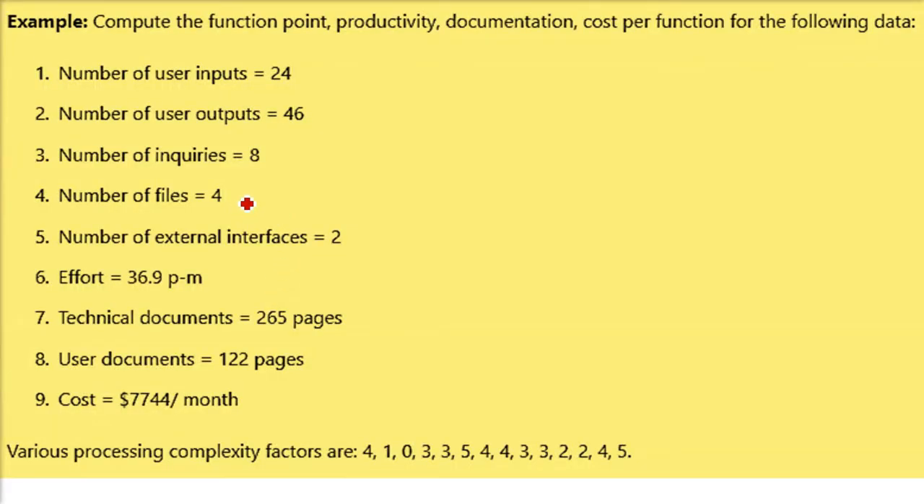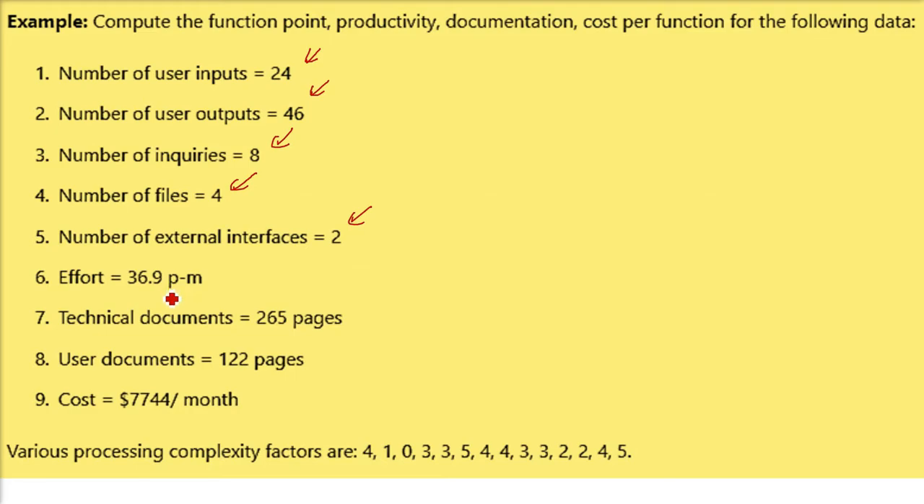Let us take one more example of function point analysis. Now we have to compute the function point, productivity, documentation, and cost per function of this data. The first 5 are basically the input parameters, the information domain: 24, 46, 8, 4, 2. This we are going to take as the input domain.